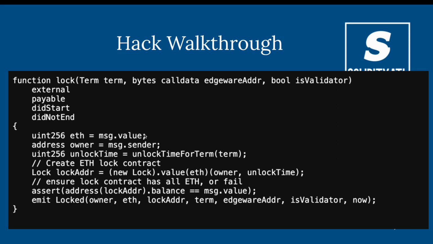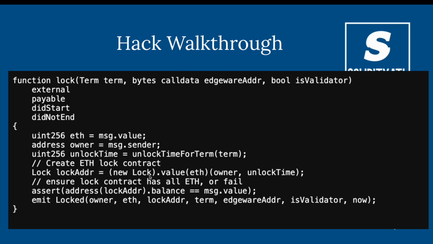Okay, jumping back into it, the issue here is a few things. One is that this assert, address lock address balance equals message value, can be exploited with a denial of service issue. The first reason starts right here. It creates an ETH lock contract.